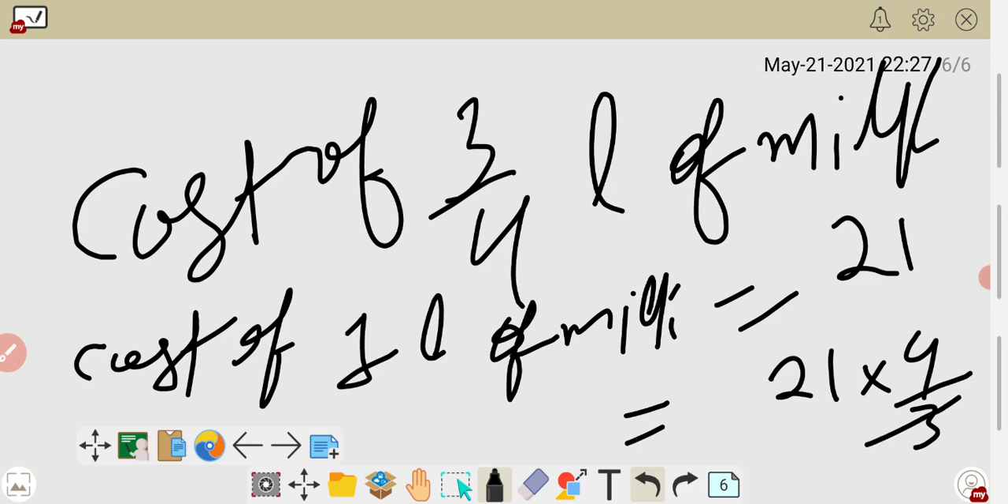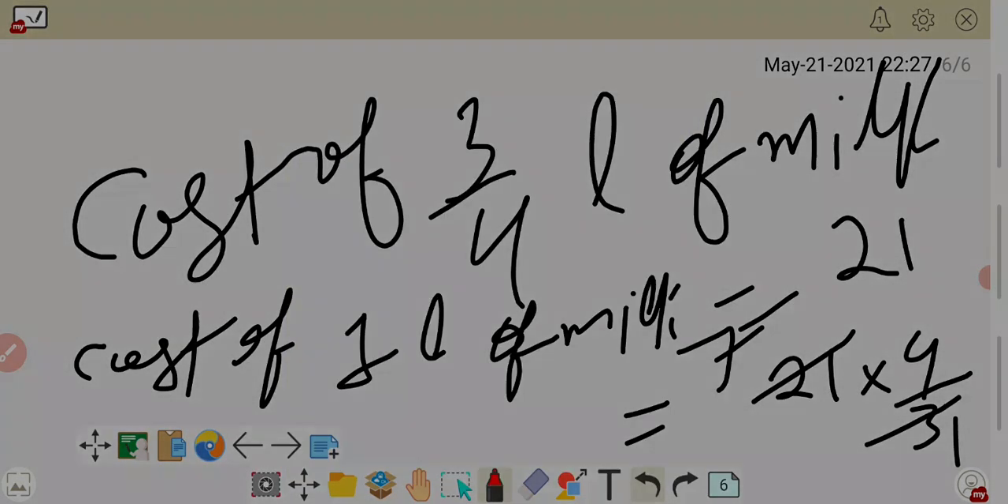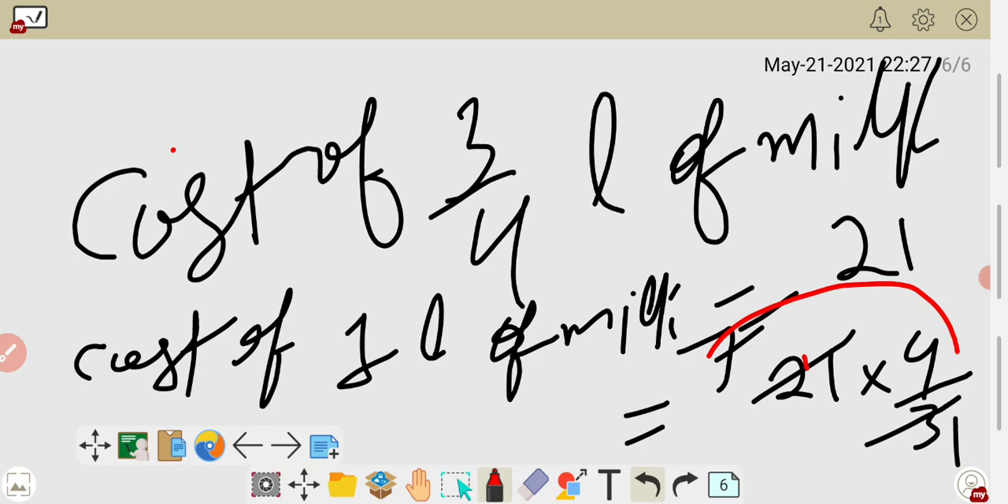Now just solve. 3 1s are 3, 3 7s are 21. Now multiply 7 by 4. When you multiply 7 by 4, what do you get here? 28.